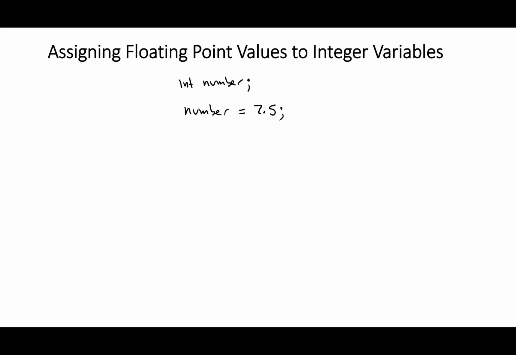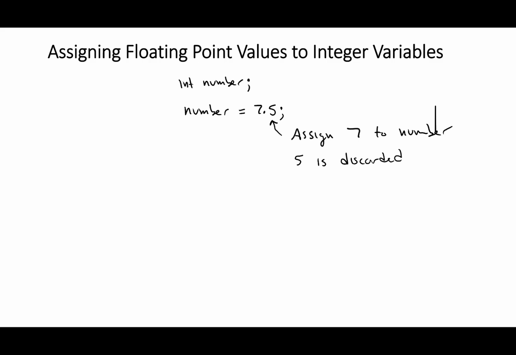What's going to happen with this is, since this is an integer variable, it's going to convert it to an integer, and it's going to do that by just truncating this 5. So what this is going to do is assign 7 to the variable, and the 5 is just going to be discarded.